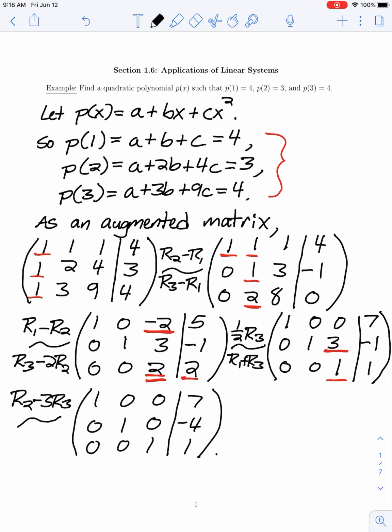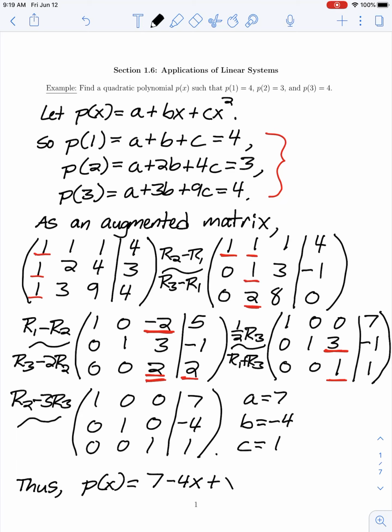So we have, from my first equation, a is equal to 7. From the second row, b is -4. And from our third row, c is equal to 1. Writing out the polynomial that we were interested in, p of x is equal to a, which was 7, plus b times x, so here we have minus 4x, plus c times x squared, so plus 1x squared. This would be the quadratic polynomial that passes through the indicated points.